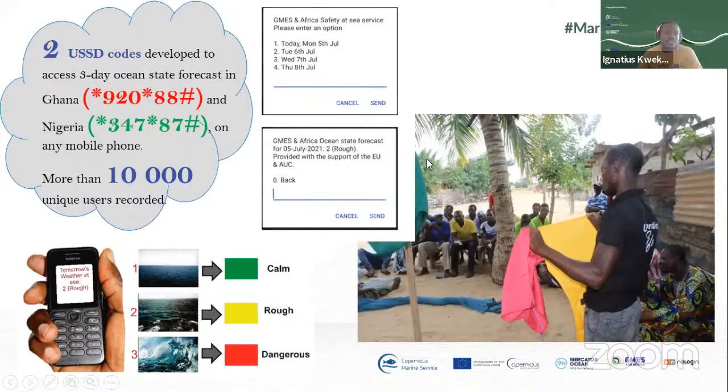And it's important to note that all these short codes are free. And once you dial them, it doesn't come with any cost to the user. So far, we have more than 10,000 unique users actually accessing this product on a daily basis.